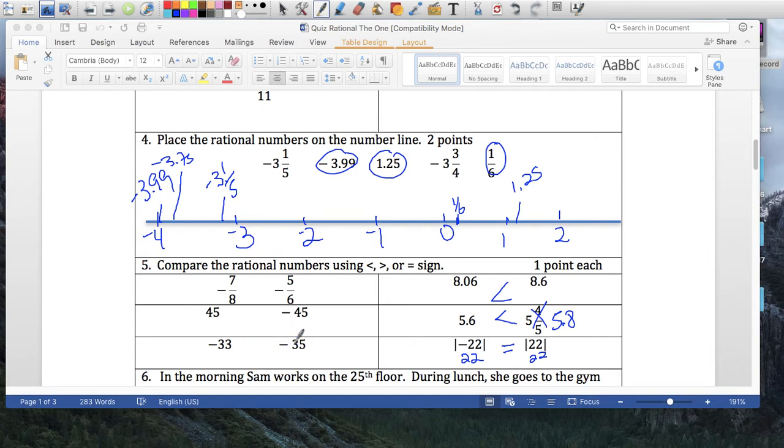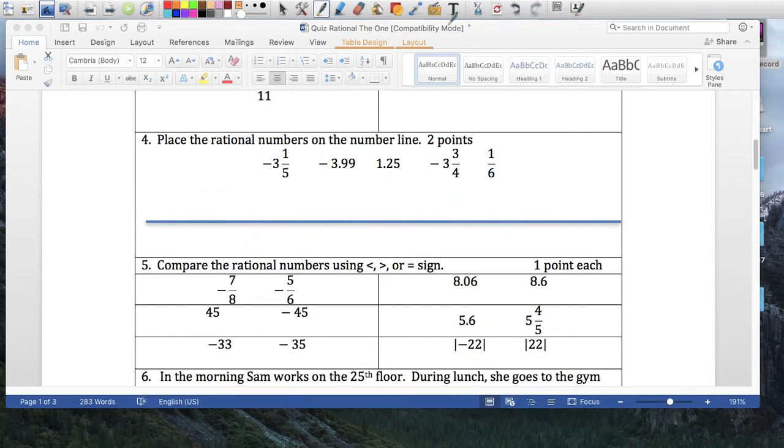Negative 33 and negative 35. Remember, with negative numbers, the smaller the number, the bigger it is, so this is bigger. 45 is definitely bigger than negative 45. And negative 7/8 is a bigger number than negative 5/6. Okay, it's backwards. I'm sorry, with negative numbers, the bigger the number, the smaller it is.